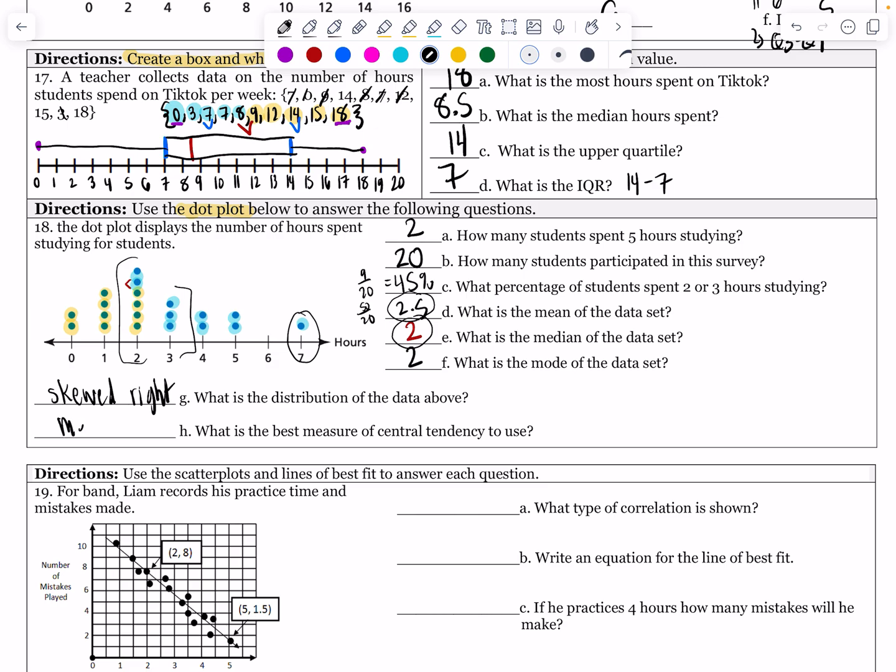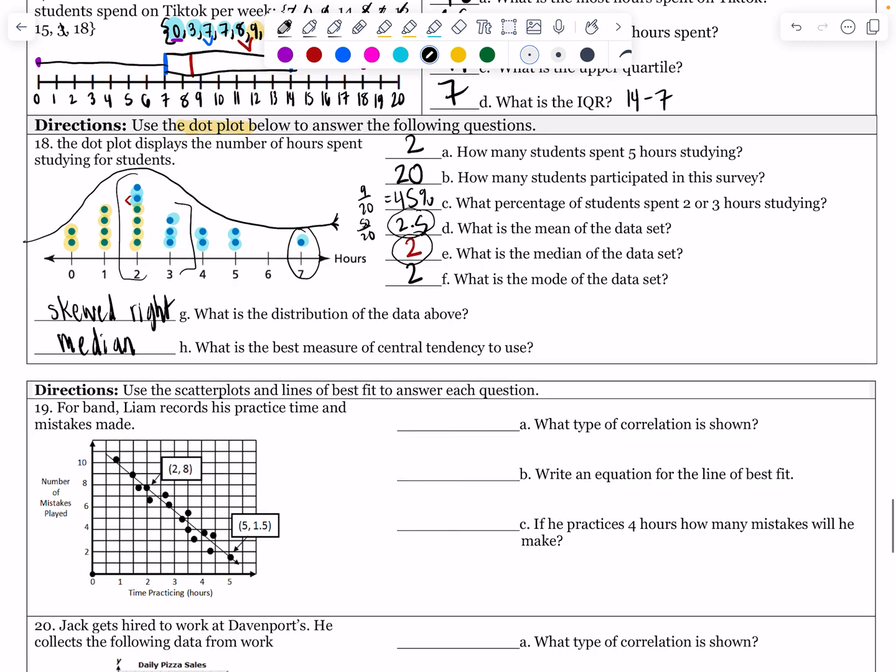So we're going to use the median in this case. Most students didn't study 7 hours. A lot of the data is over here, and this skews the data slightly right, so the tail is on the right. So this is slightly skewed to the right. Not a ton, but slightly.